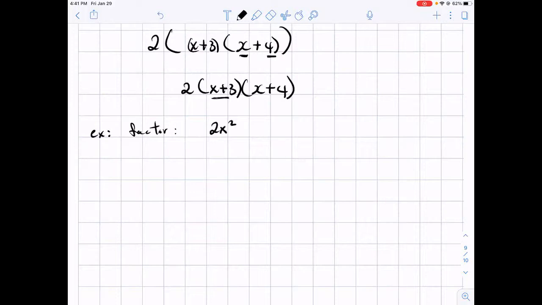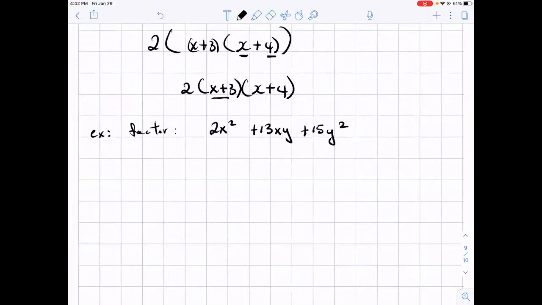2x squared plus 13xy plus 15y squared? Now, you will notice that this looks very similar to a quadratic. If there was no y in this problem, then you probably would say that this is a quadratic. So we can think of this the same way as a quadratic.